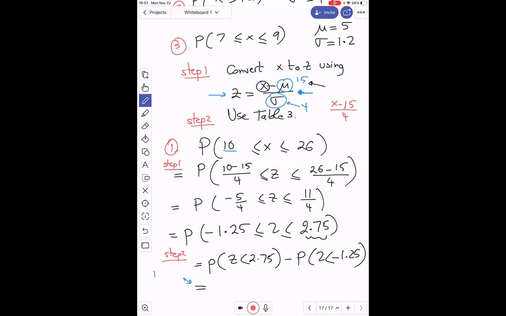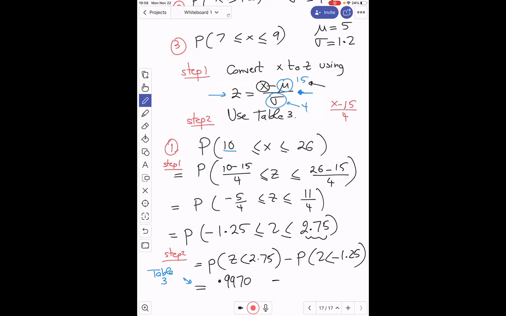So here I can use my table number 3. So z less than 2.75. It's positive, of course. Nearest tenth, it's 2.7, and nearest hundredth, it's 0.05. So this is 0.9970. This is again from the table.